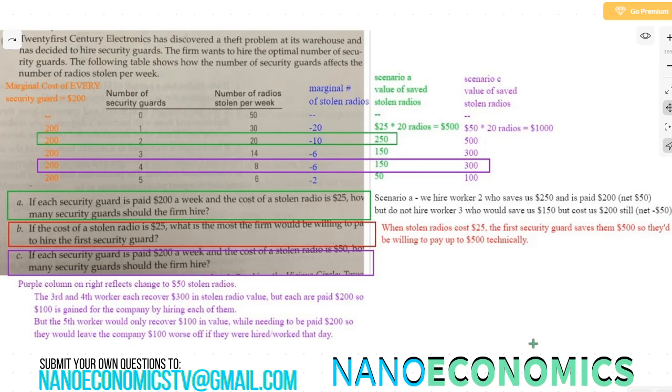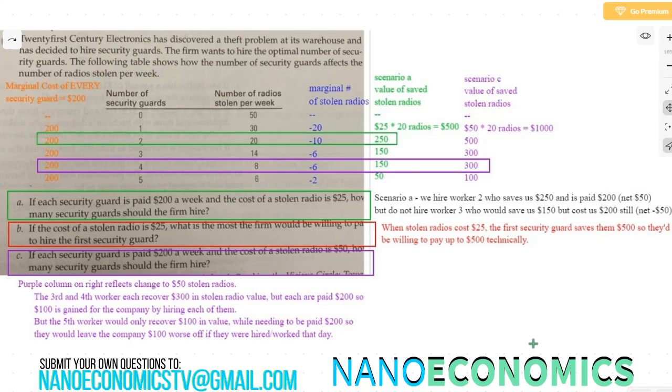So under scenario A, they're going to hire worker 2. They'll save $250. They'll get paid $200. But worker 3 would only save $150 while needing to be paid $200. So in scenario A, we hire 2 workers.